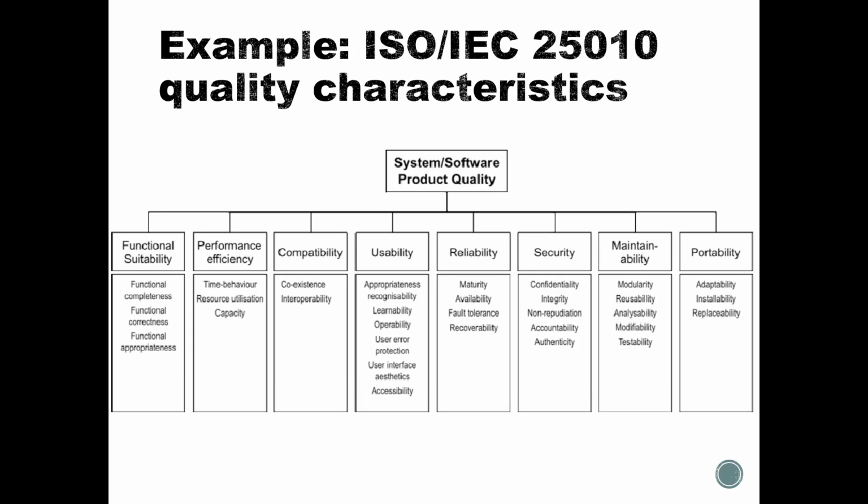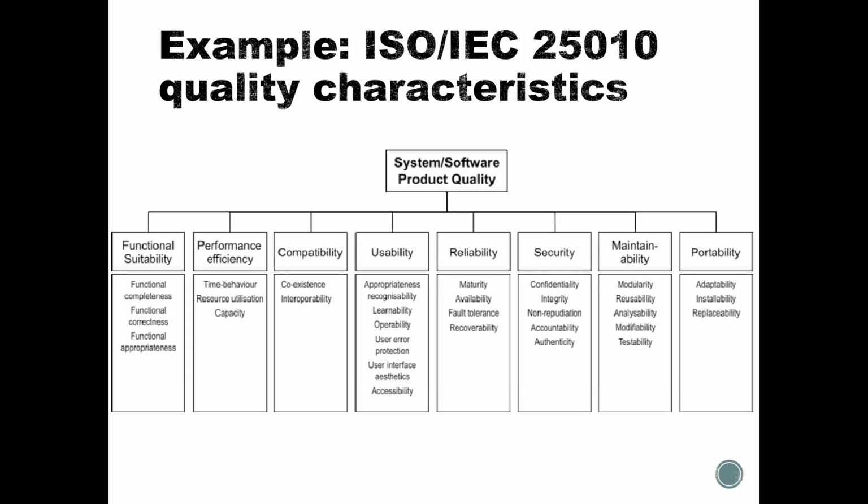If the particular product is going to deliver those functionalities, then we can say the product supports functional suitability characteristics. Now, under this, we have functional completeness, functional correctness, and functional appropriateness. Completeness means the set of functions covers all specified tasks and user objectives.